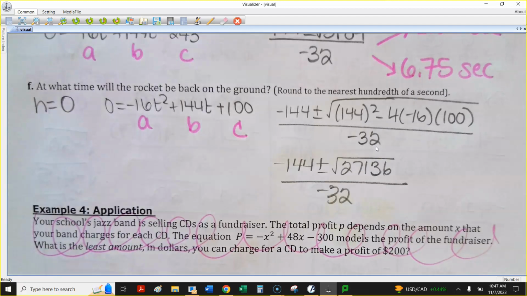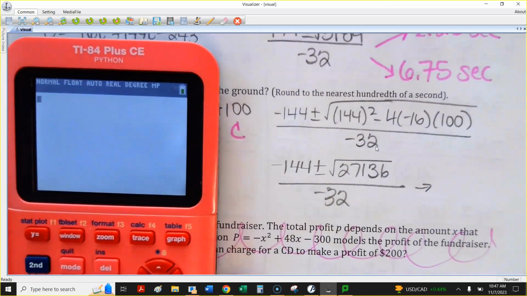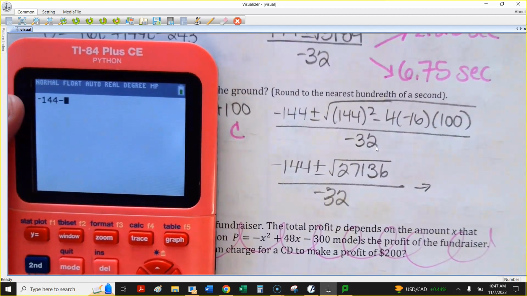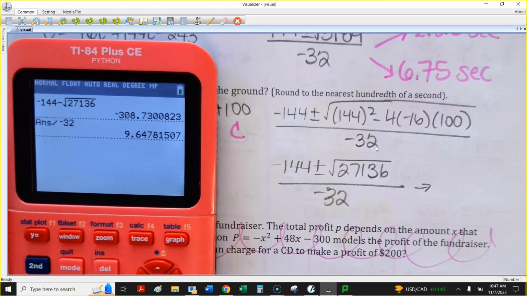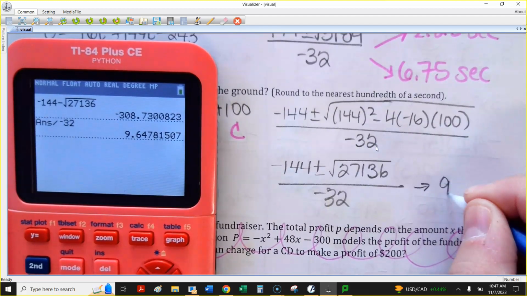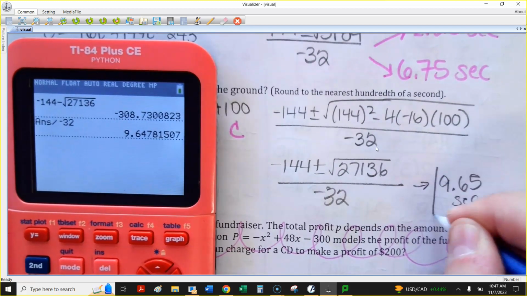Exactly. If you just do the one that will give you the positive answer, if you do negative 144 minus the square root, this 27,136, that'll for sure give me a negative number on the top. I'm just going to hit equals. It must not be a perfect square. And I'm going to divide that by negative 32. So this is about 9.65 seconds. You really don't need to do the plus.